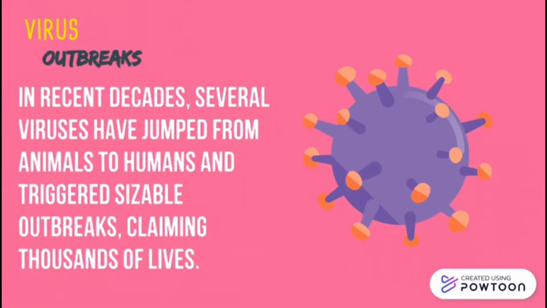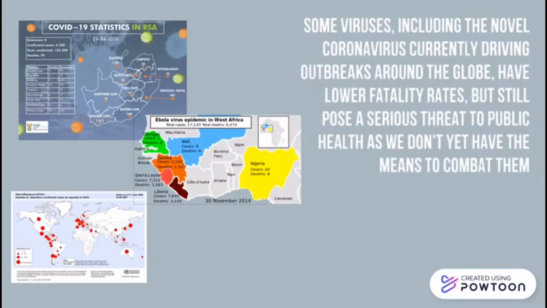In recent decades, several viruses have jumped from animals to humans and triggered sizable outbreaks, claiming thousands of lives. Some viruses, including the novel coronavirus currently driving outbreaks around the globe, have lower fatality rates, but still pose a serious threat to public health as we don't yet have the means to combat them. Here are some of the worst outbreaks that have happened throughout history.